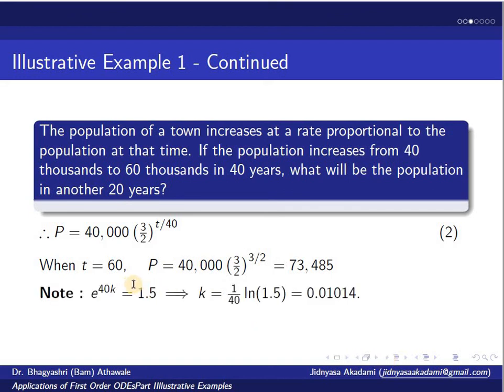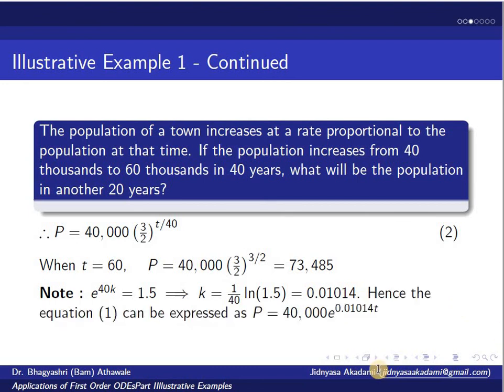Let me explain the other method also in detail. We have e raised to 40k is equal to 3 by 2, which is 1.5. Therefore k is equal to 1 upon 40 into ln of 1.5, which is 0.01014. Now by putting this value in the equation, we get P is equal to 40,000 e raised to 0.01014 t. And then putting the value of t equal to 60, we will get the same answer. Sometimes you can do this also. So this is our first problem.